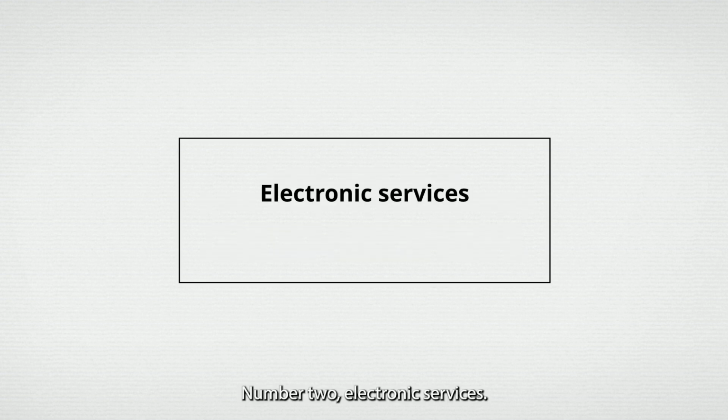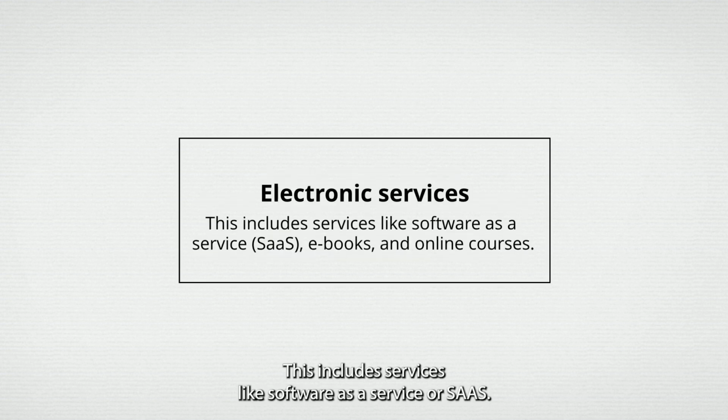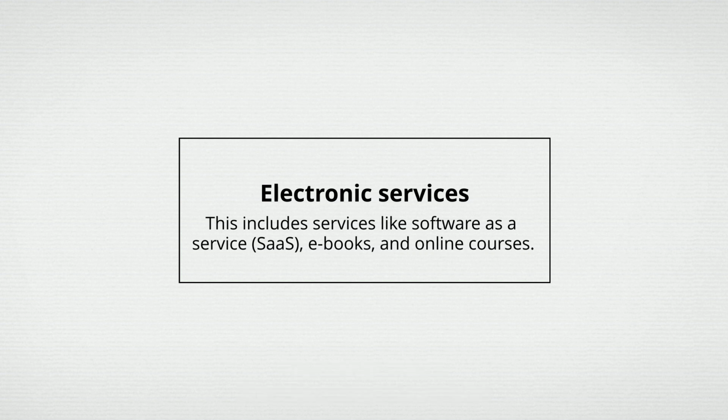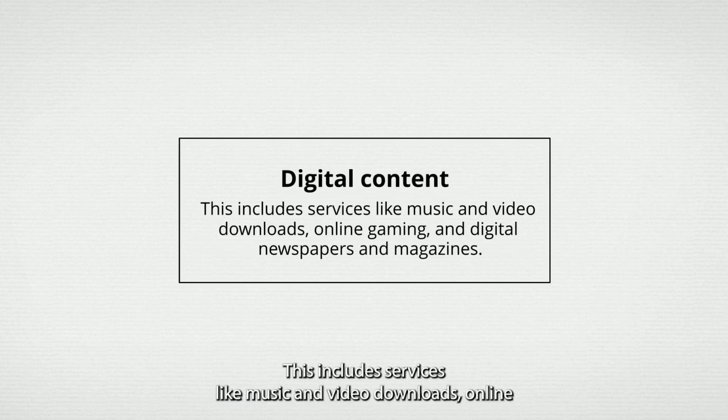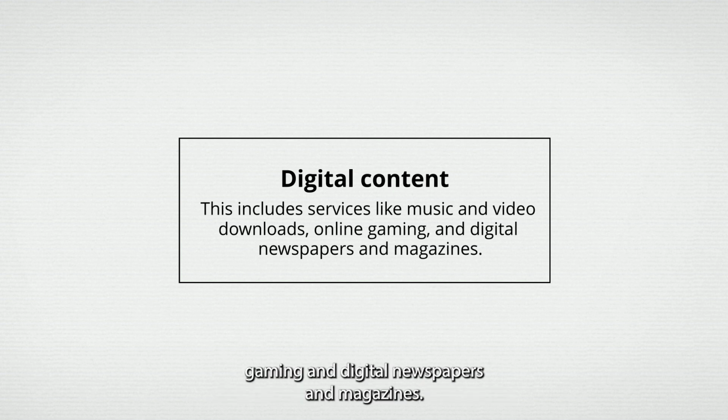This includes services like mobile phone services, internet access, and satellite TV. Number 2. Electronic services. This includes services like software as a service or SaaS, ebooks, and online courses. Number 3. Digital content. This includes services like music and video downloads, online gaming, and digital newspapers and magazines.